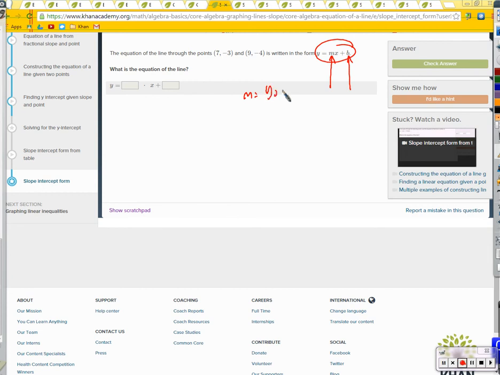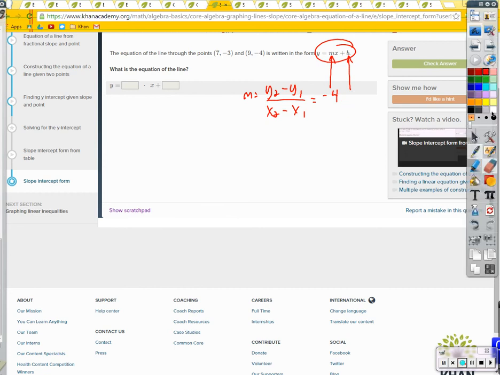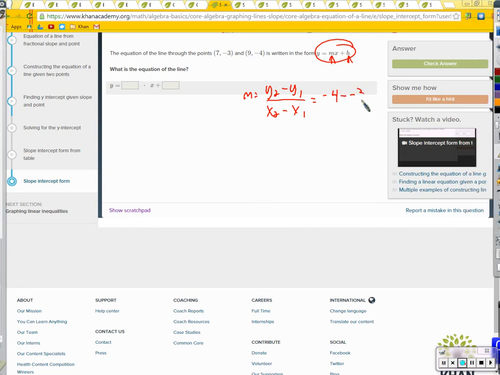Slope is y2 minus y1 over x2 minus x1. So we can just take negative 4 minus negative 3 over 9 minus 7, which is negative 4 plus 3 over 2. Negative 4 plus 3 is negative 1, over 2. So the slope is negative 1 half. That's something we already know now. All right, we just need the y-intercept.